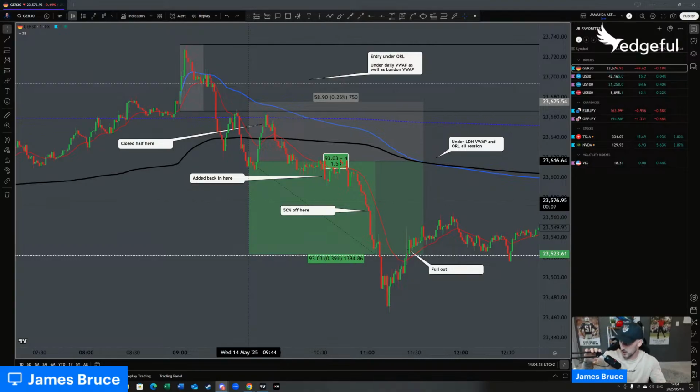Really nice beginning to the session. I'm in South Africa, so that's why I'm actually able to trade the London session.